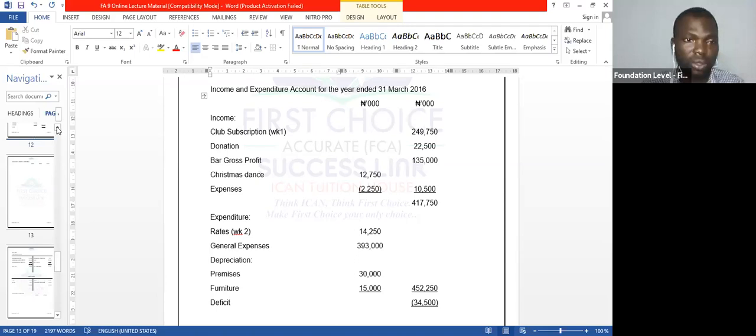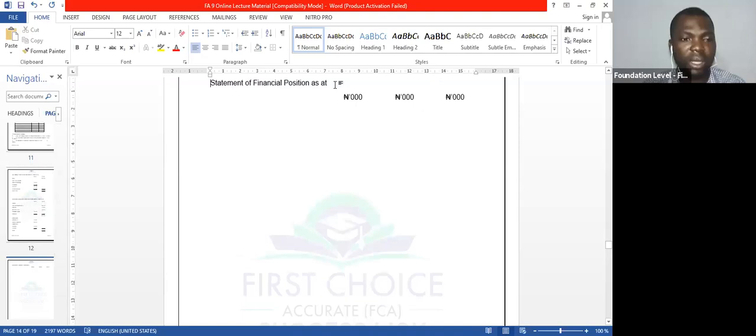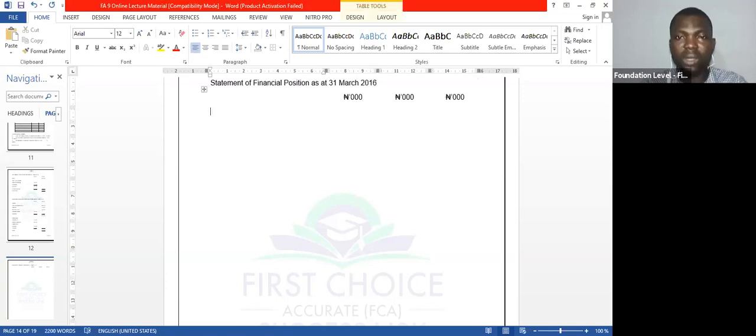So the C aspect says that we should prepare the financial position. We are asked to prepare the statement of financial position. So let's try to prepare that. Let's work on that statement of financial position down here. So we have as at 31st March 2016. We are still using our vertical format.